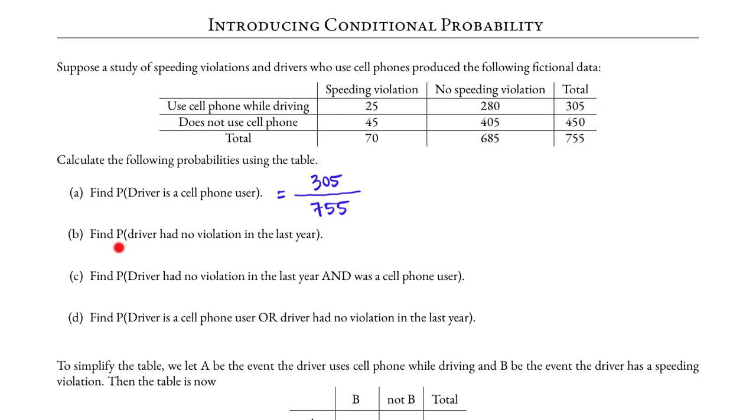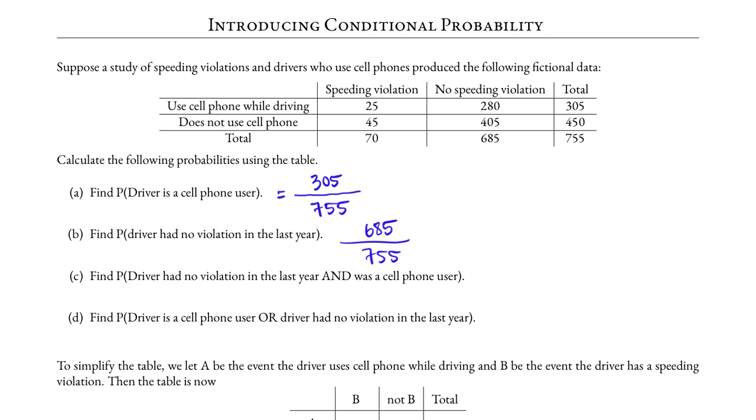Part B. Find the probability that the driver had no violation in the last year. Similarly, out of 755, how many of them had no violation, whether they use a cell phone while driving or not? There are 685 people who did not have any speeding violation. So the answer is 685 out of 755.